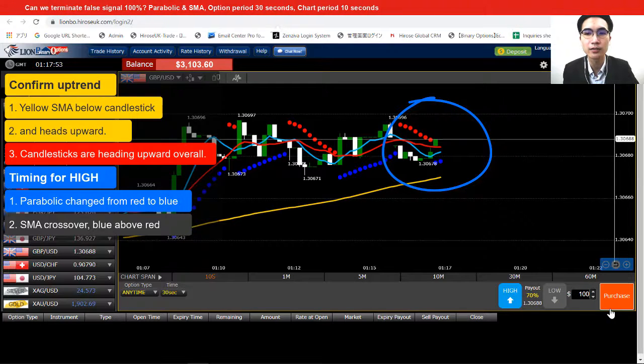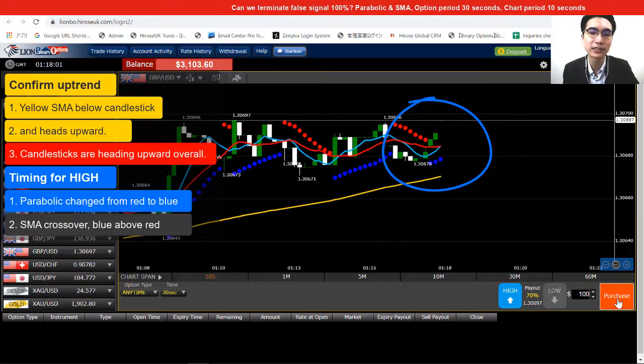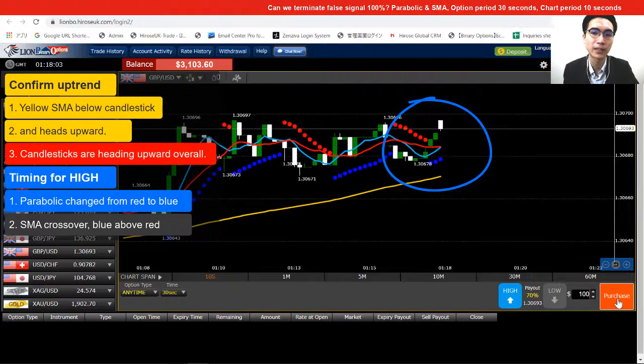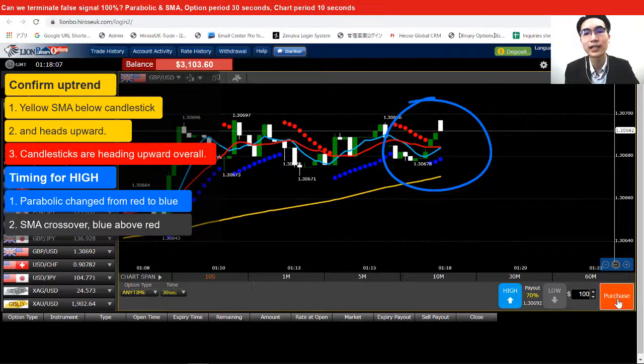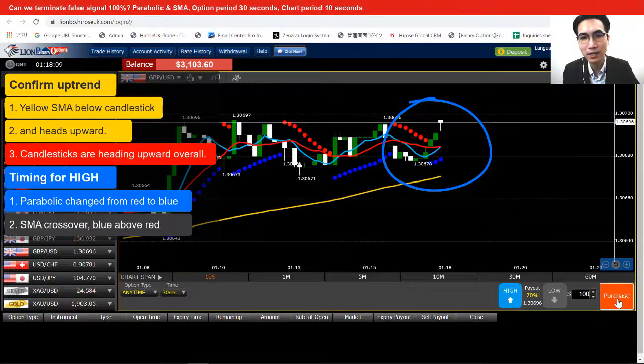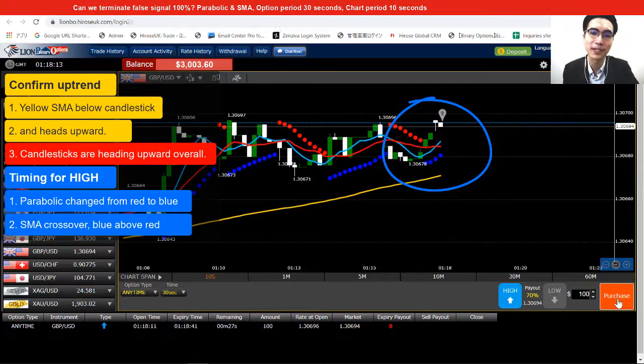So if they cross over and the blue one goes above the red one, then I have two bullish indications from the parabolic and the simple moving average, and from there I can open my trade. So it's almost there. Yep, crossover, I place my trade.